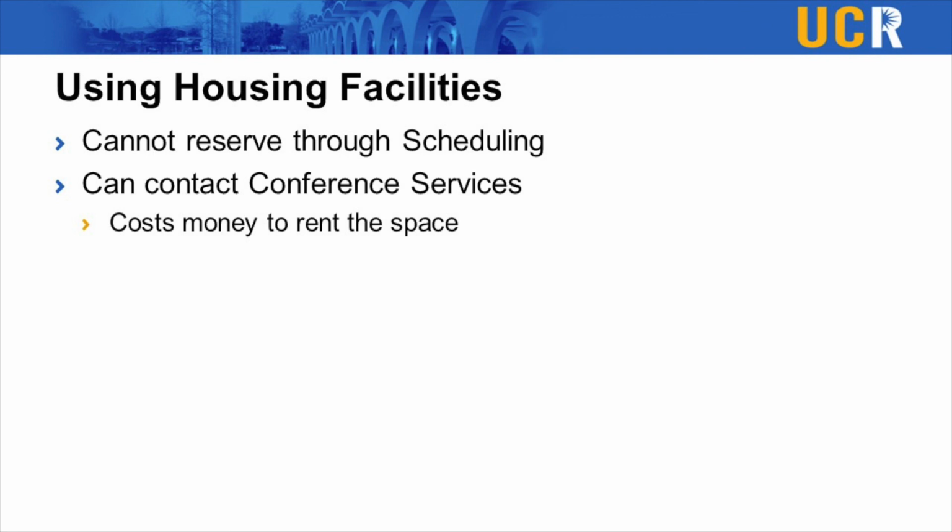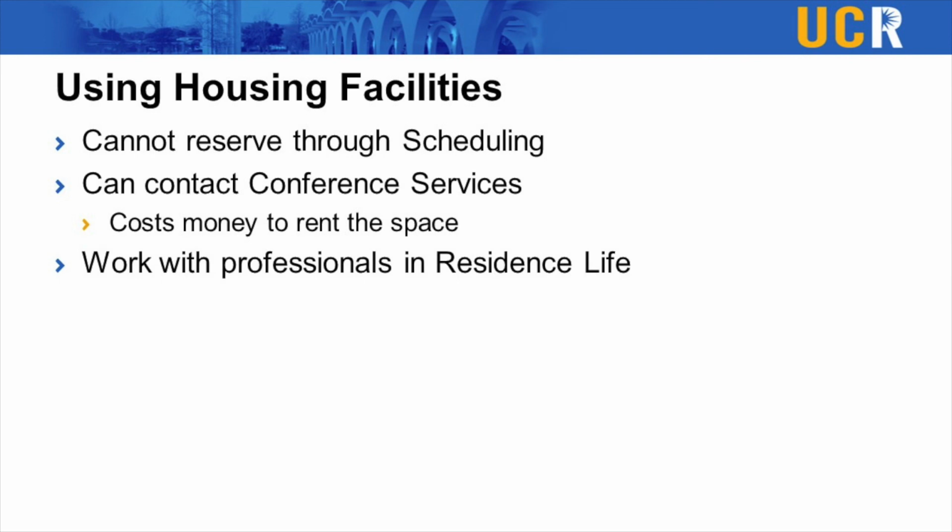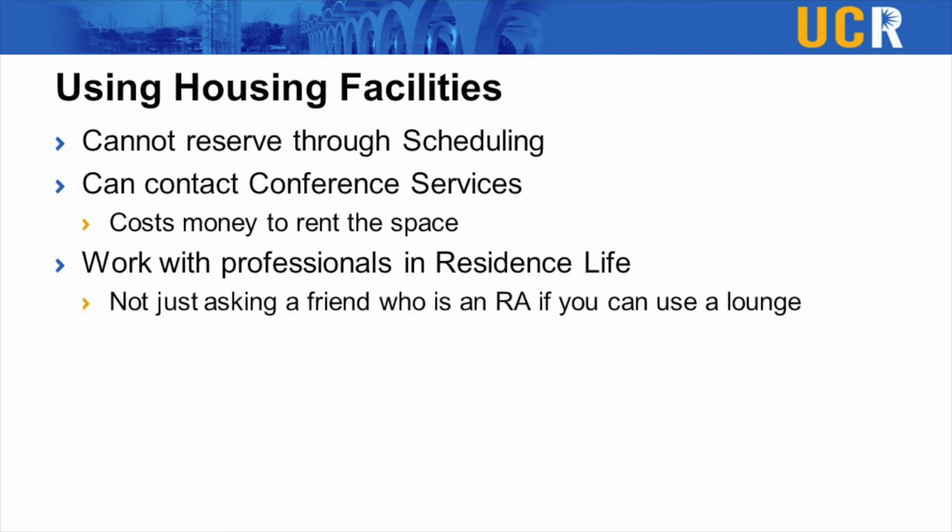The other way to use the space is to contact a professional staff member within Residence Life and do the event in collaboration with that staff member. This doesn't mean you can just ask a friend who's an RA who will give you permission. This means that you'll be working with Residence Life to collaborate marketing and implement the event together. So that covers when to reserve a room, how to reserve a room, and then some of those unique circumstances you need to think about.